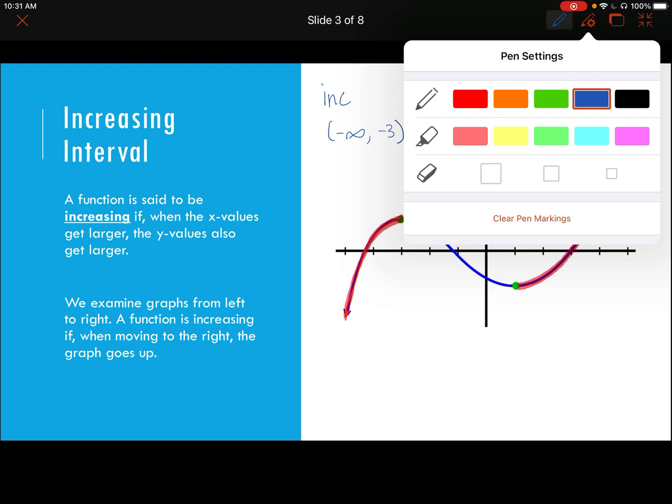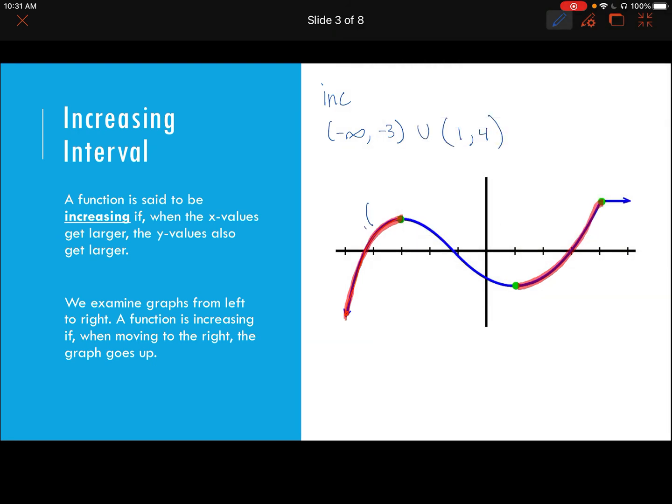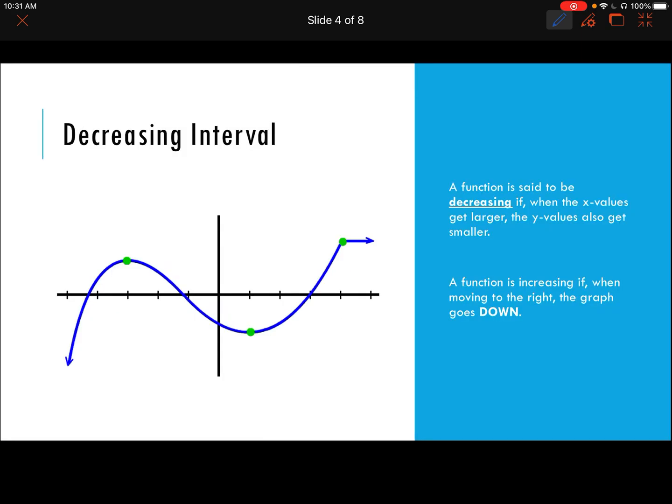So we're going to put increasing right here, and also increasing on that interval. So that's it. We read the graph from left to right, and if when we go right, the graph goes up, the function is increasing.